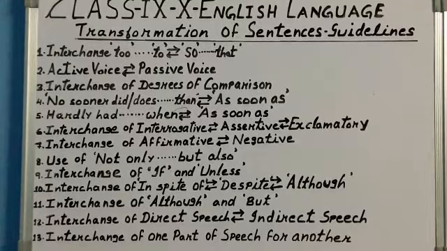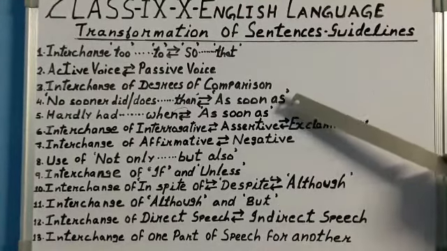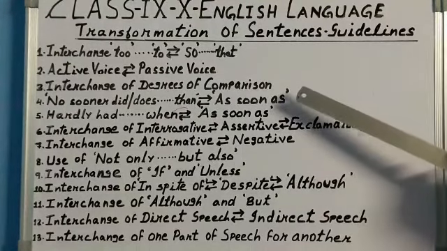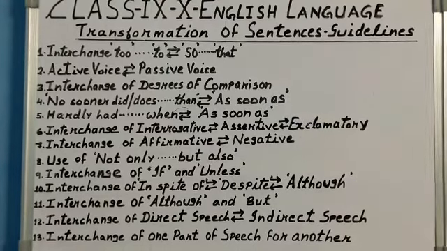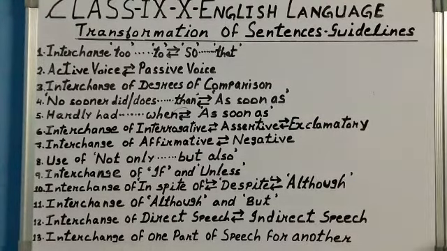Then comes the interchange of "no sooner did" to "as soon as". Suppose an example here, as soon as he reached the station, the train whistled off. You have to begin with no sooner. What should be the answer? No sooner did he reach the station than the train whistled off.